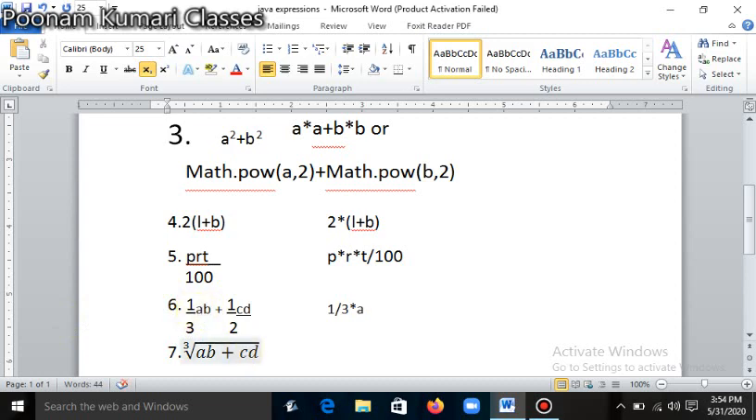Then A multiply B plus 1 divide by 2 multiply C multiply D. So it is 1 divided by 3. No operator is there, so we use multiply here. Here also no operator, so we use multiply. Plus is already given here, so we apply plus here. Then 1 divided by 2 multiply C. There is no operator between them. Then we write C multiply D.